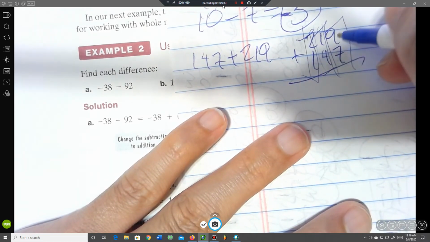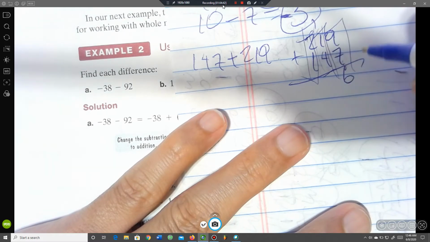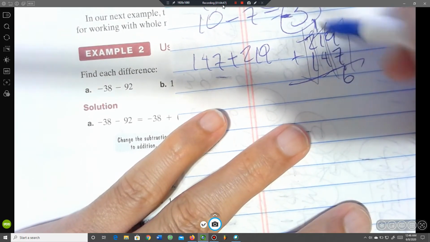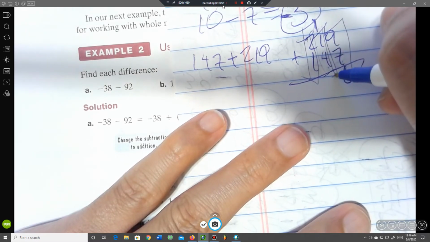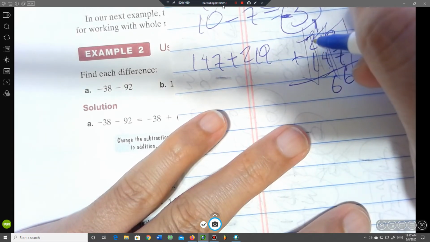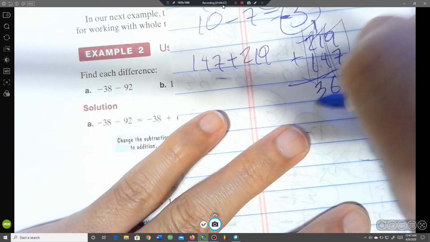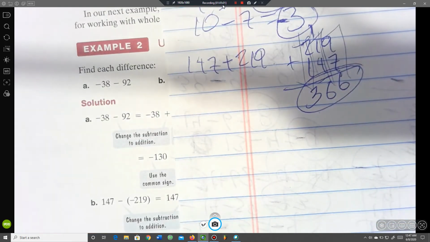So 7 plus 9 is 16. 6 and carry the 1. That's what I meant to say. Take 6 and carry the 1, and then 4 plus 1 plus 1 is 6. I mean, 4. Yeah, 6. And then 2 plus 1 is 3. So the answer is 366.